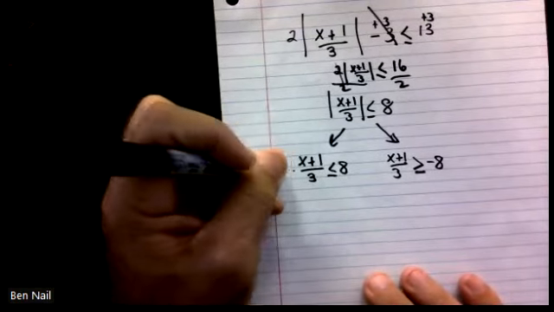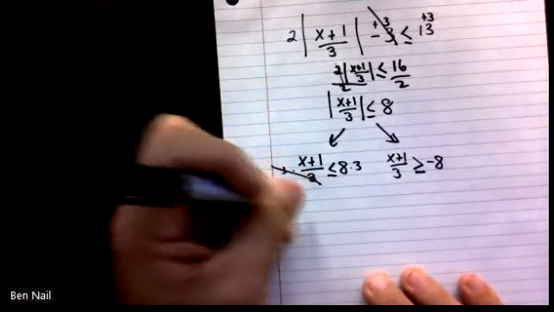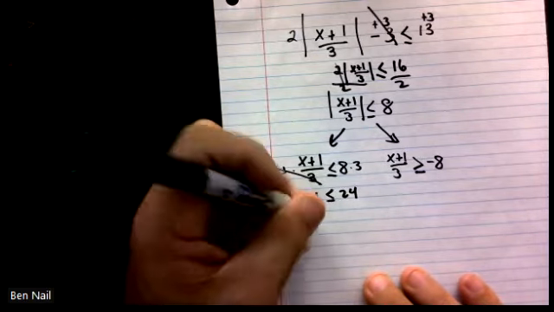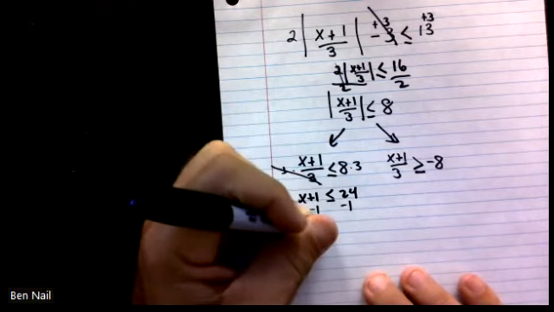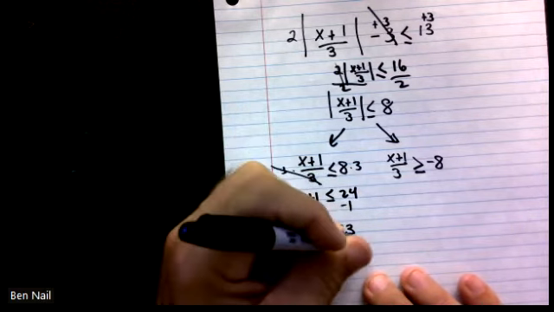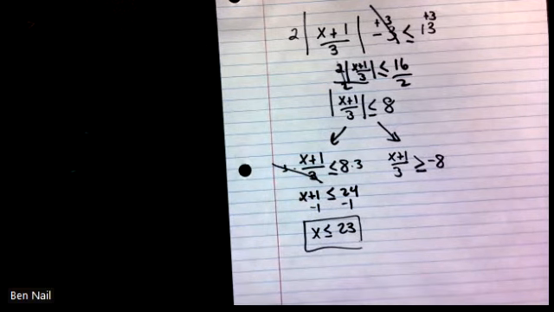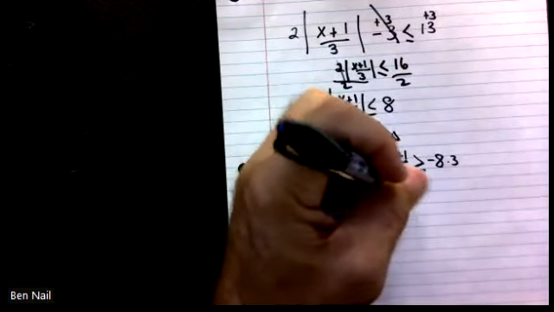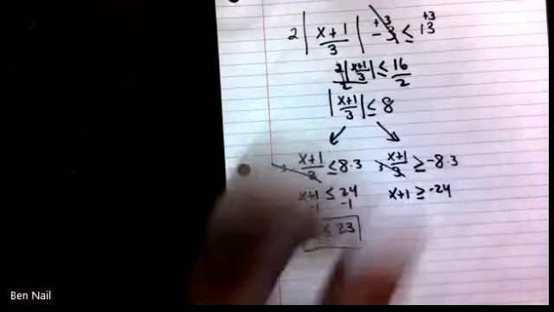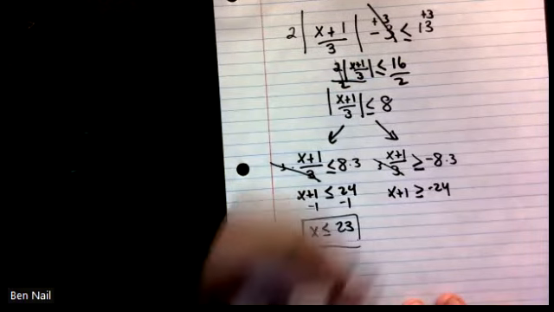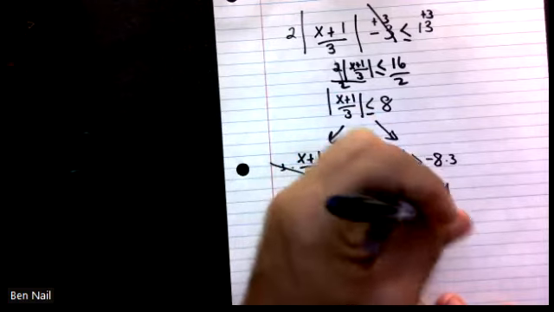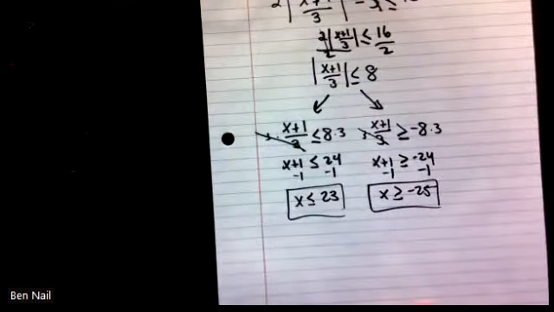The opposite of dividing is to multiply. X plus 1 is less than or equal to 24. So x is less than or equal to 23. Opposite of dividing is to multiply. So x plus 1 is greater than or equal to -24. Subtract, subtract. X is greater than or equal to negative 25.